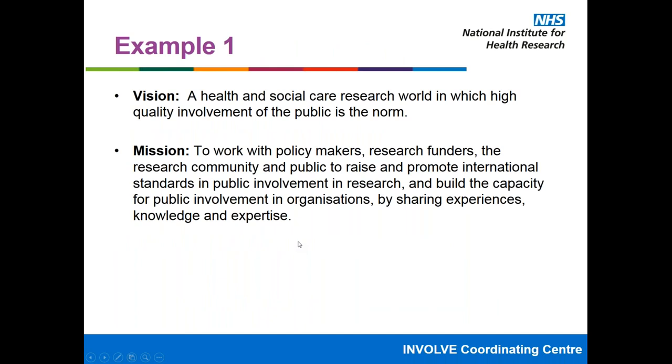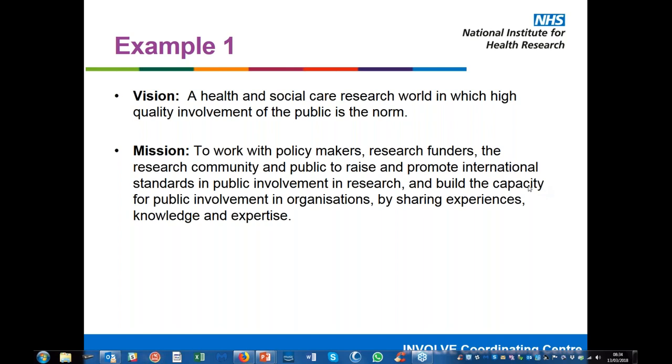Great, thank you. So here's example one. The vision would be a health and social care research world in which high quality involvement of the public is the norm. And the mission would be to work with policymakers, research funders, the research community and public to raise and promote international standards in public involvement in research and build the capacity for public involvement in organisations by sharing experiences, knowledge and expertise. The key theme here, which came from the survey responses and discussions, is the focus on normalising public involvement in research and capacity building. I think this is captured in this vision and mission. So again, your thoughts and comments would be very much appreciated.